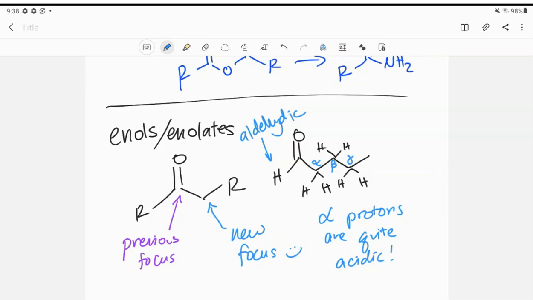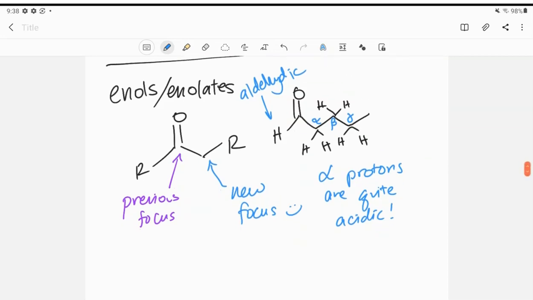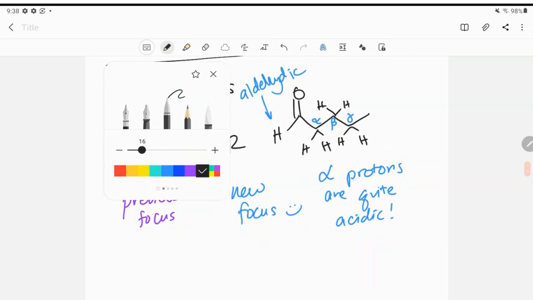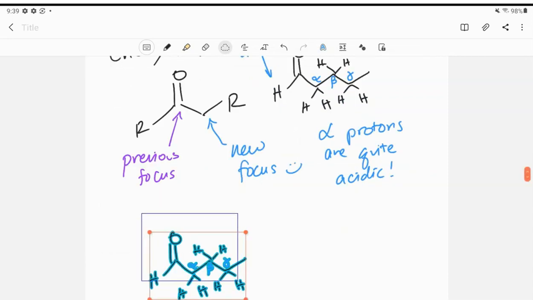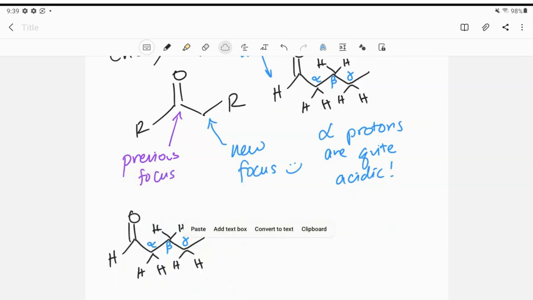And let's first start by talking about why these are acidic. So remember that acid strength is all about the stability of the conjugate base. And so if we were to compare by removing a few of these, if we were to take this molecule and remove a few of its protons, copy it a few times.